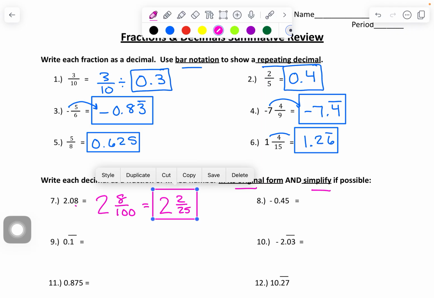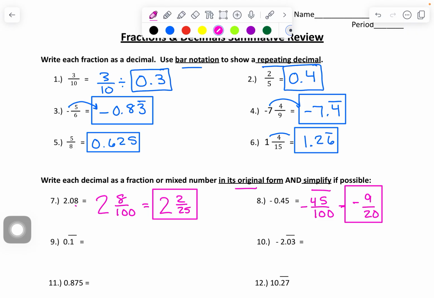Number 8 is also a terminating decimal. So I write it like I read it, 45/100ths. And because the decimal is negative, so is the fraction. There's my original fraction, and that simplifies down to -9/20.